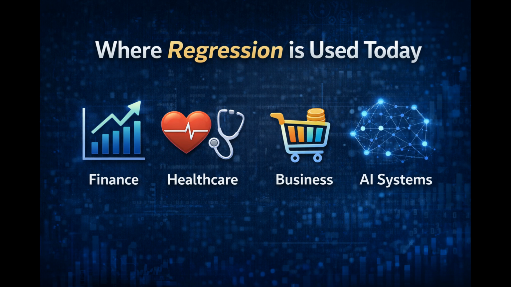Regression is not just for house prices, it's everywhere in science and business. Finance, where they predict stock trends or investment risks. Healthcare, forecasting patient outcomes or disease progression. And business, predicting sales, demand, or marketing effectiveness. Anytime you see a prediction based on historical data, there's a good chance regression is behind it.